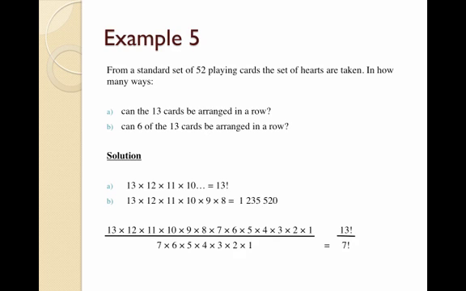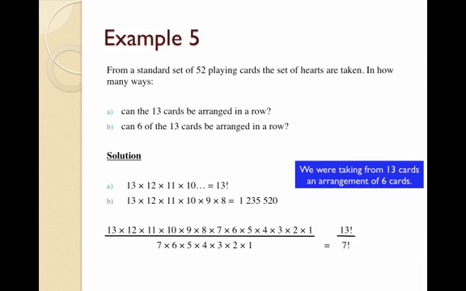Now in my question, 7 isn't part of it, 6 is. So I need a way to write my factorials without actually using the 7. And to do this, I notice that I'm taking 13 cards in an arrangement of 6 at a time. So the 13 and the 6 are the numbers that I want to be using. So I can write this as 13 factorial over, and I notice that 13 minus 6 is 7, and this looks very similar to the answer that we got in our last example.